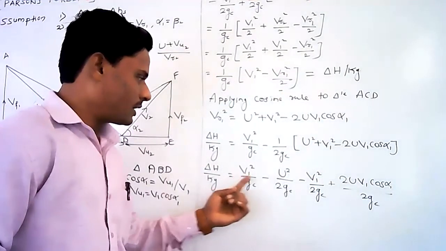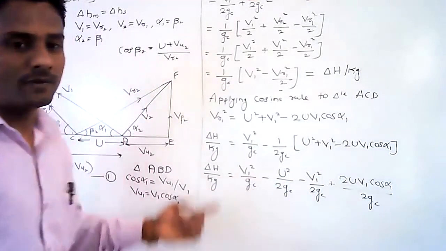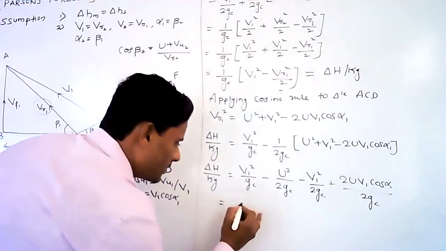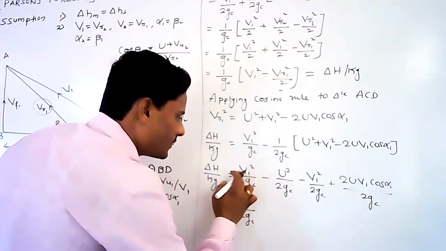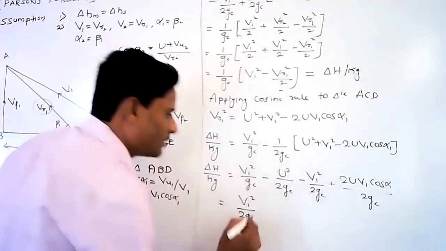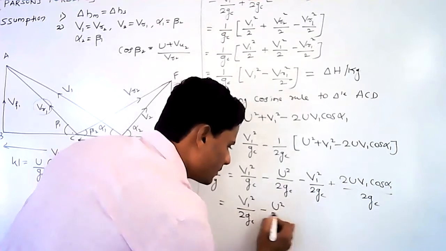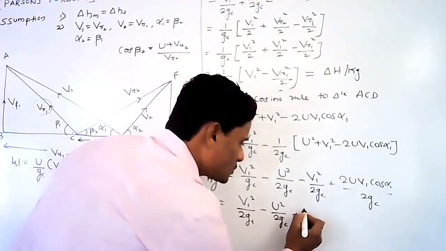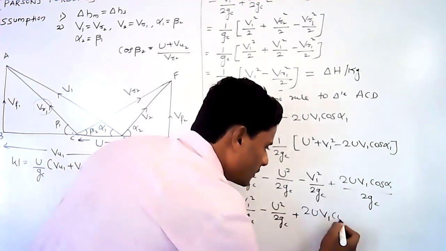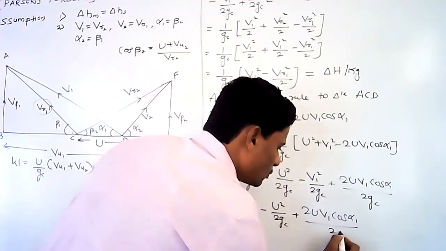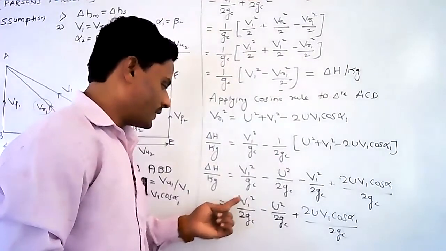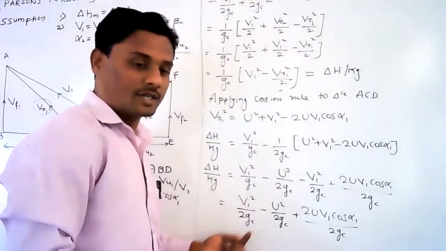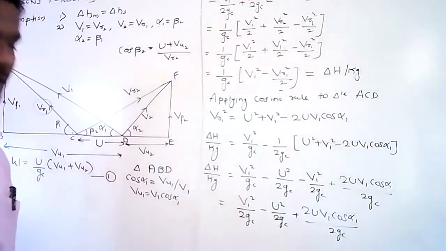Now V1 square minus V1 square by 2, we are left with V1 square by 2 GC here. Just subtract this V1 square minus V1 square by 2. So minus U square by 2 GC plus 2 times U V1 cos alpha 1 by 2 GC. Okay. Now let us take the common V1 square by 2 GC here.